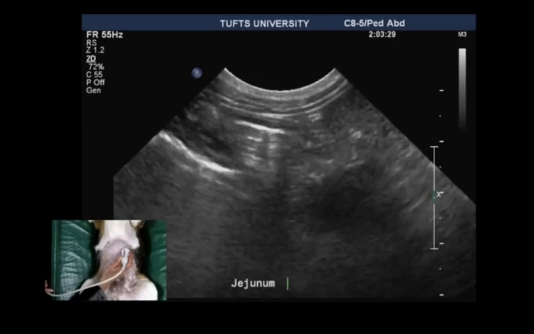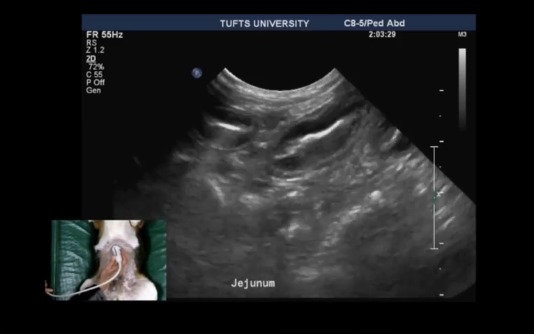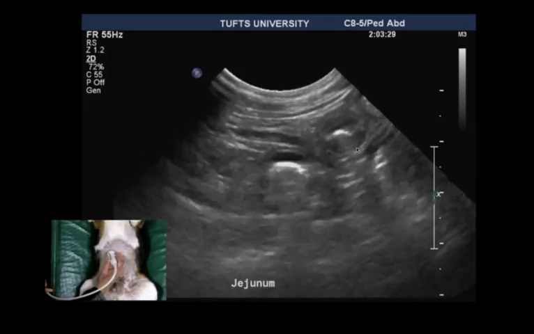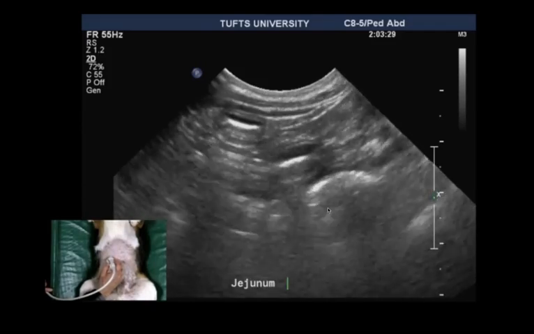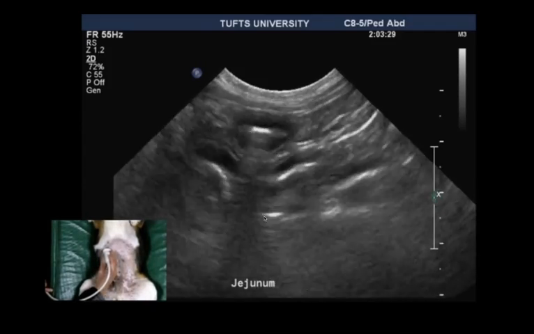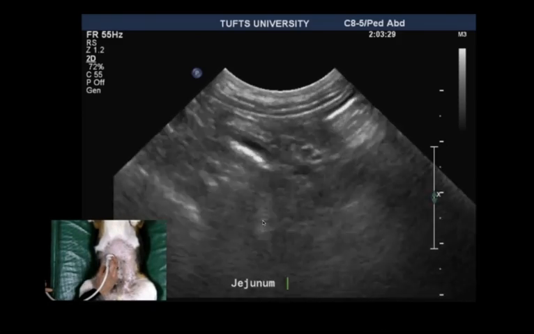Several intestinal loops are crossing each other and contain variable amount of gas that partially limits the evaluation of the abdomen. Occasionally, segments of colon are identified by their thinner wall in comparison to the jejunal segments.